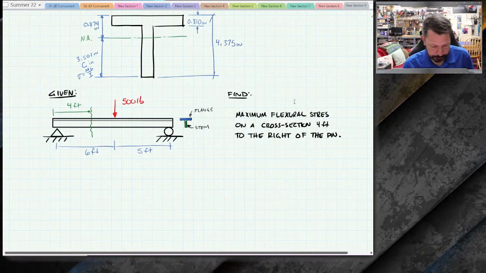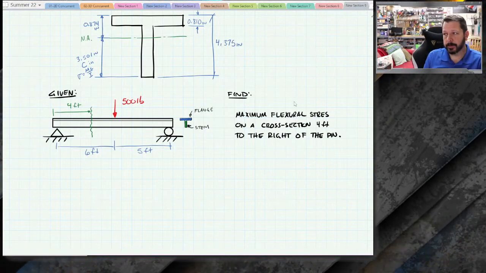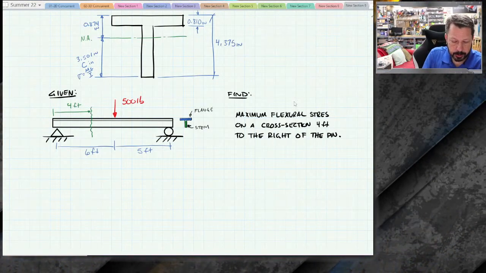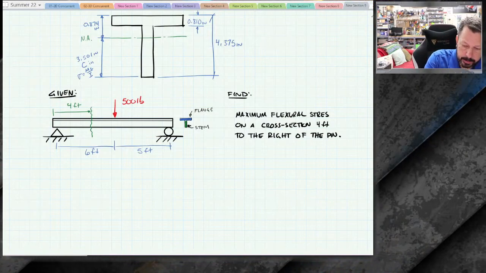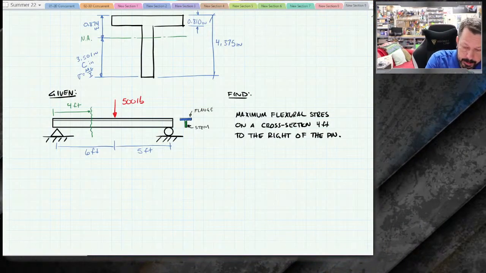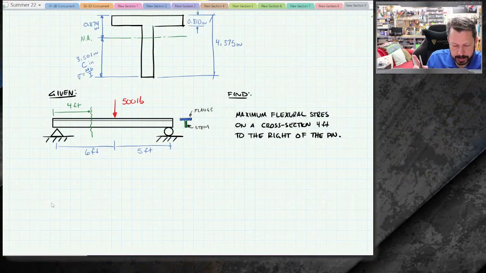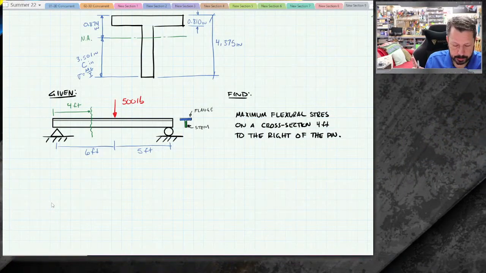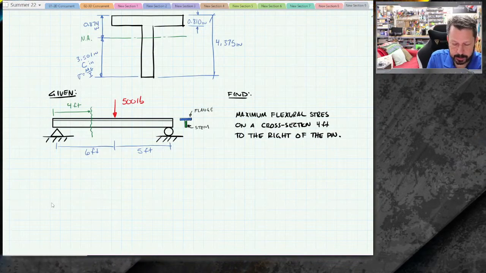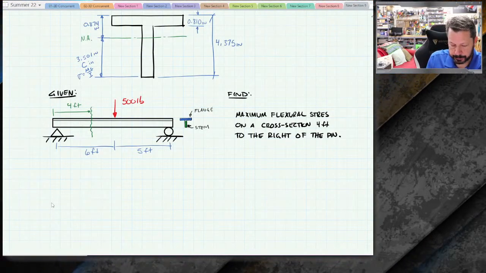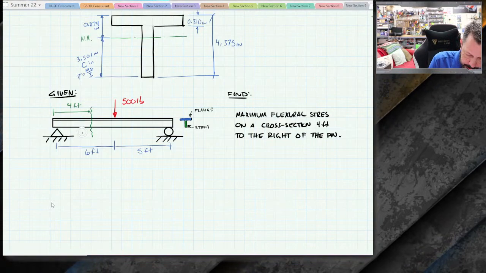So how you do this is, I kind of already led into it here by drawing my little green squiggly line. I'm going to draw a free body diagram of that piece of the beam. Before I do that, I need to find the reactions though. So I need to find the reactions at the pin and the reactions at the roller.